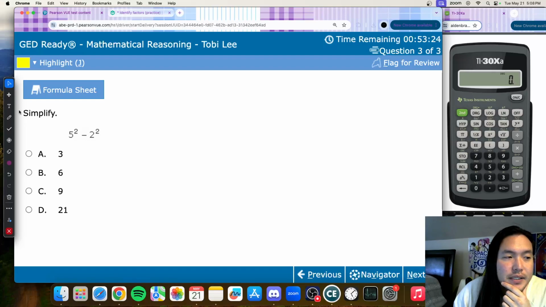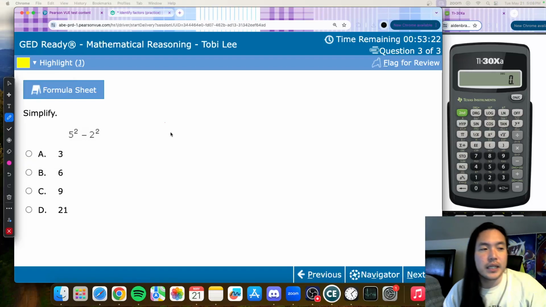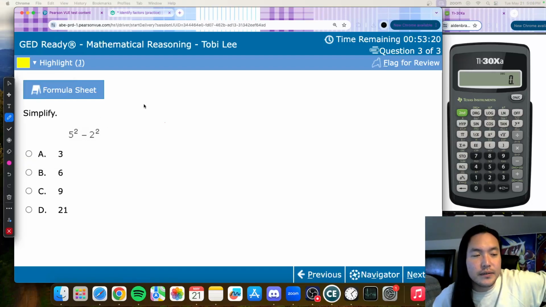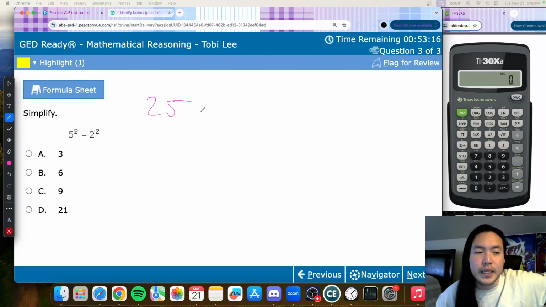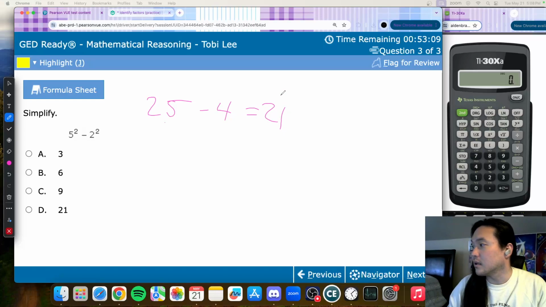We're going to simplify this. Again, this is the no calculator test. What is 5 squared? 5 times 5 is 25. What is 2 squared? 2 squared is 4. What is 25 minus 4? Definitely that's 21, right? Thankfully, not a bad one.